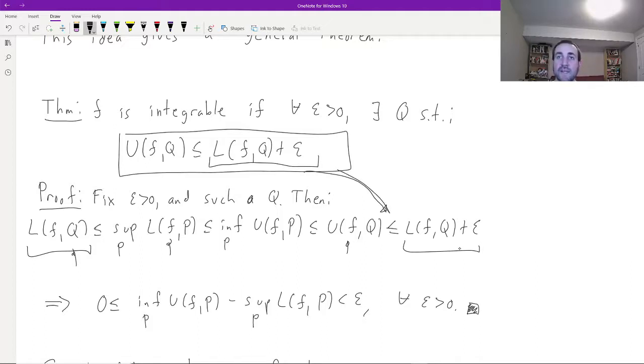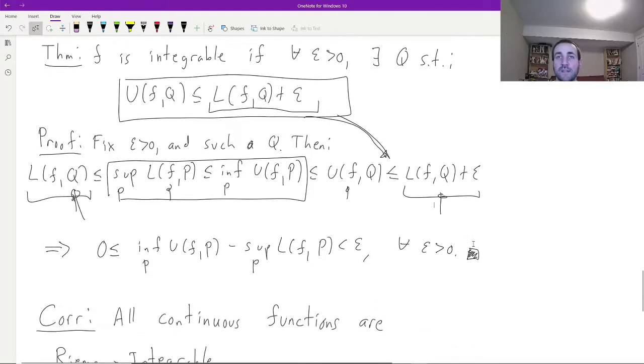So what have we done? We've sandwiched the thing that we're interested in here by a number and the same number plus epsilon. So that means that 0 is less than the difference here, which is strictly less than epsilon for all epsilon greater than 0, and therefore this difference, in fact, has to be exactly equal to 0. Okay, that's a very nice condition that we're going to be using fairly frequently.